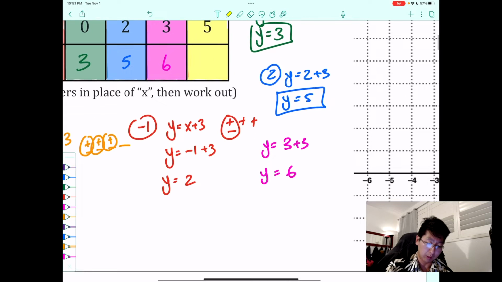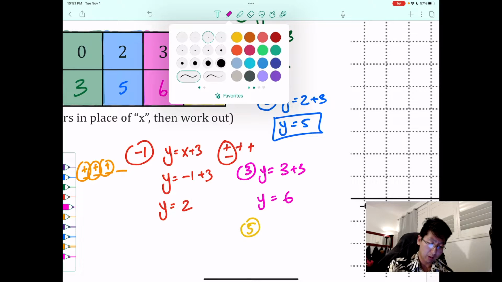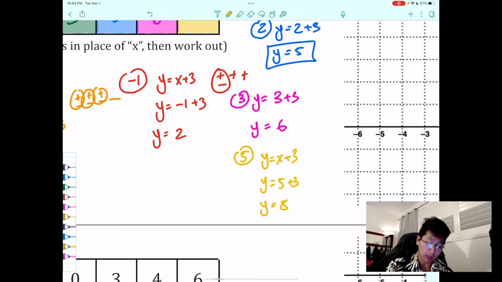The last one is orange, yellow. I don't know if you're going to be able to see this. Not going to do that. I'm just going to change to the next color. So this is for 5. Y equals x plus 3. Y equals 5 plus 3 instead of x. We're getting y equals 8.